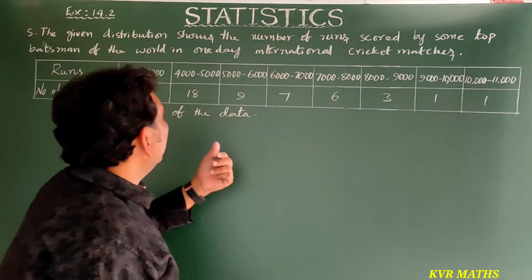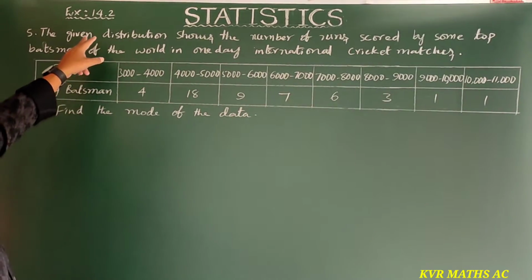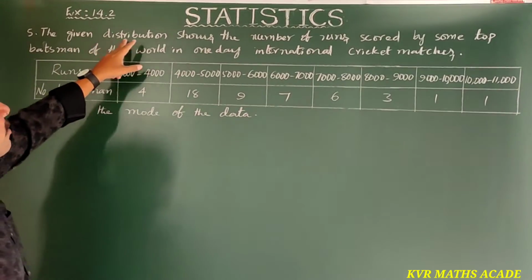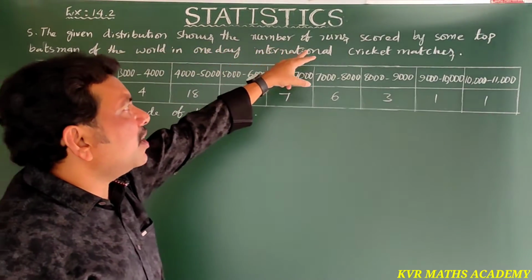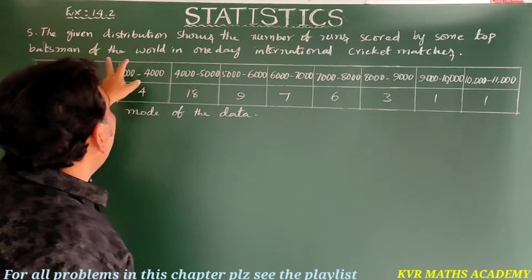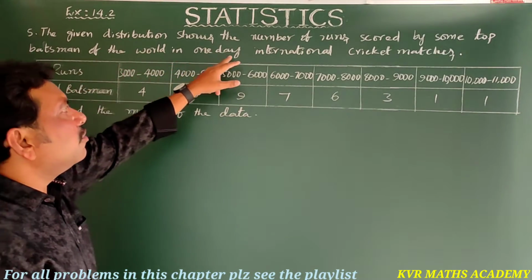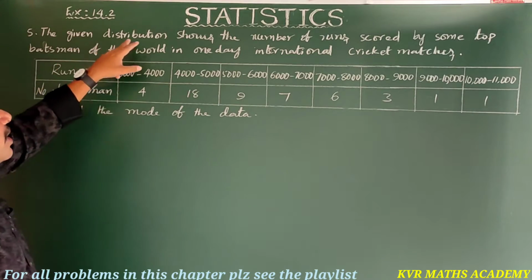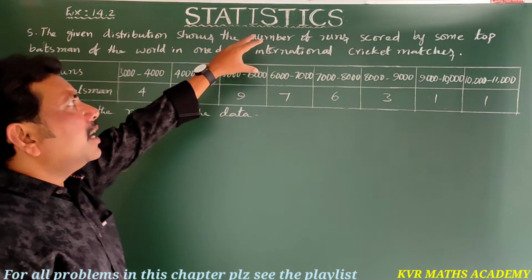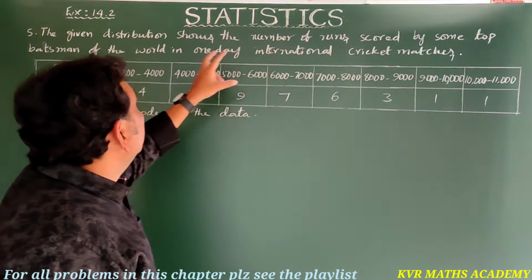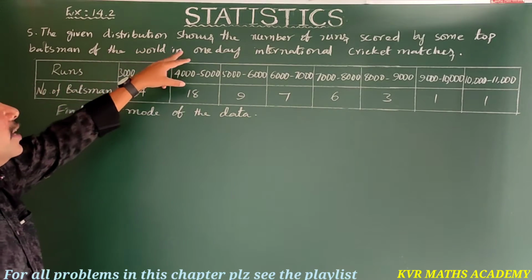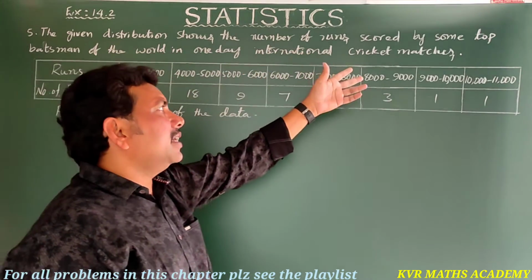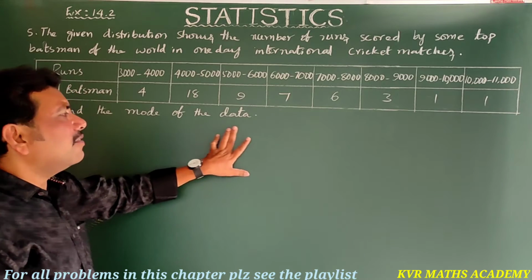See, this is the fifth question in 14.2. The given distribution shows the number of runs scored by some top batsmen of the world in one-day international cricket matches. So find the mode of the data.